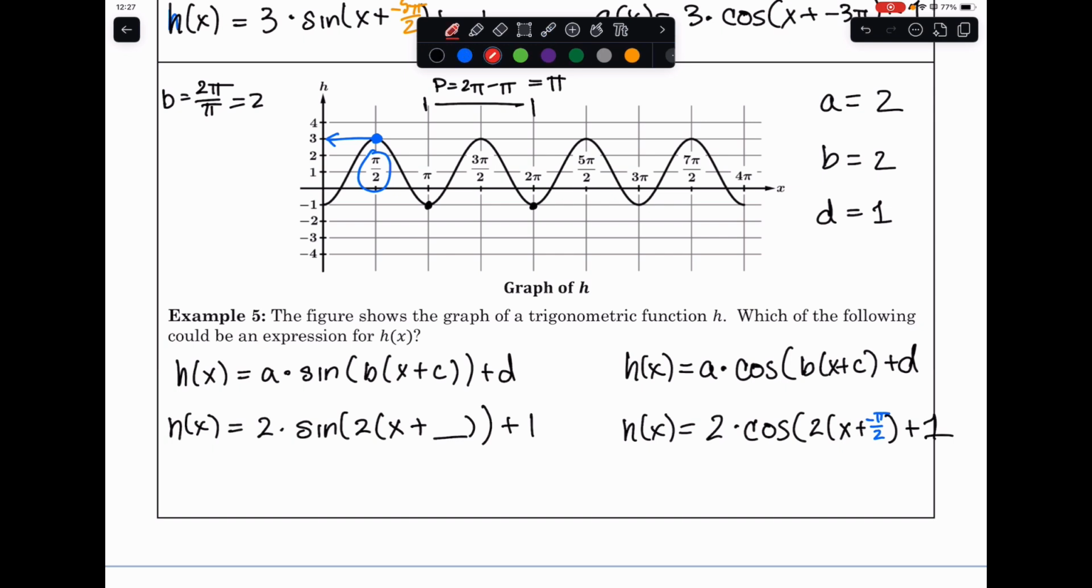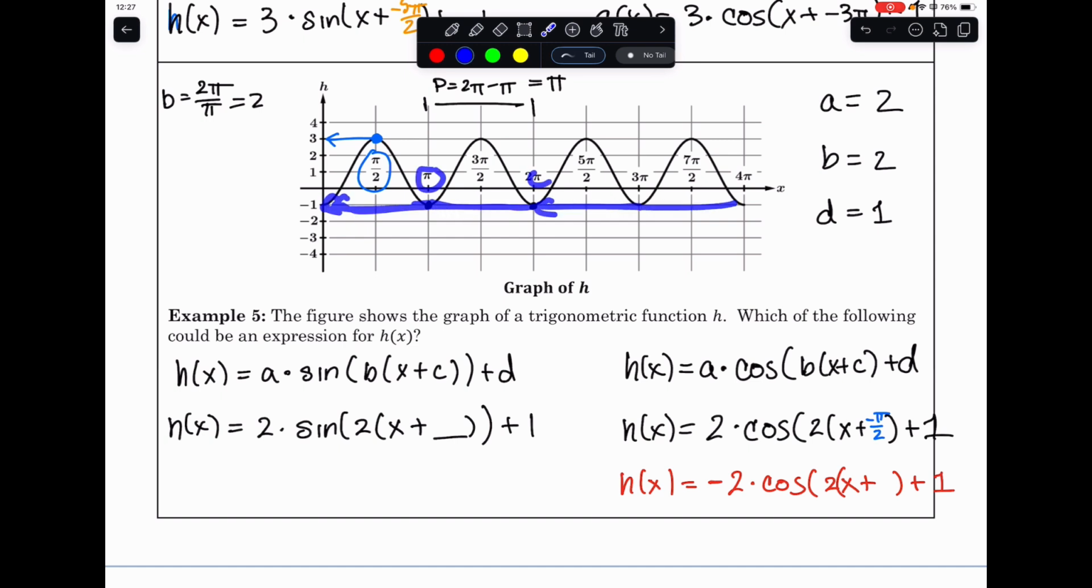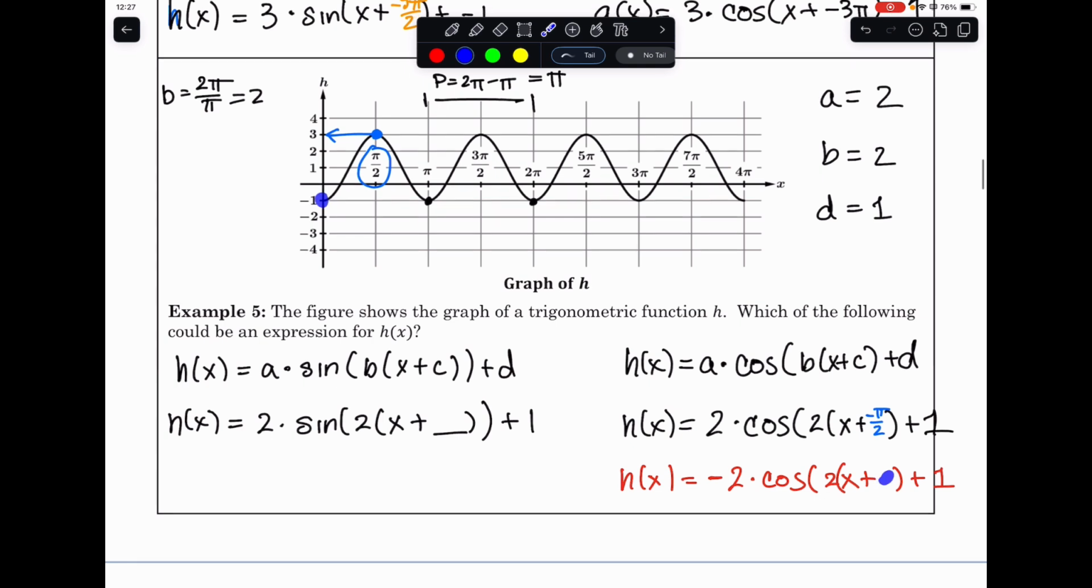But the equation, let me do it in red for the negative, would just simply be minus 2 times the cosine of 2x plus those possible numbers. So plus a negative 2 pi, negative 1 pi, negative 3 pi, negative 4 pi, or 0, because this one is already starting at the bottom. So I could even use just 0. If it was 0, that one I do want to write that one, okay?